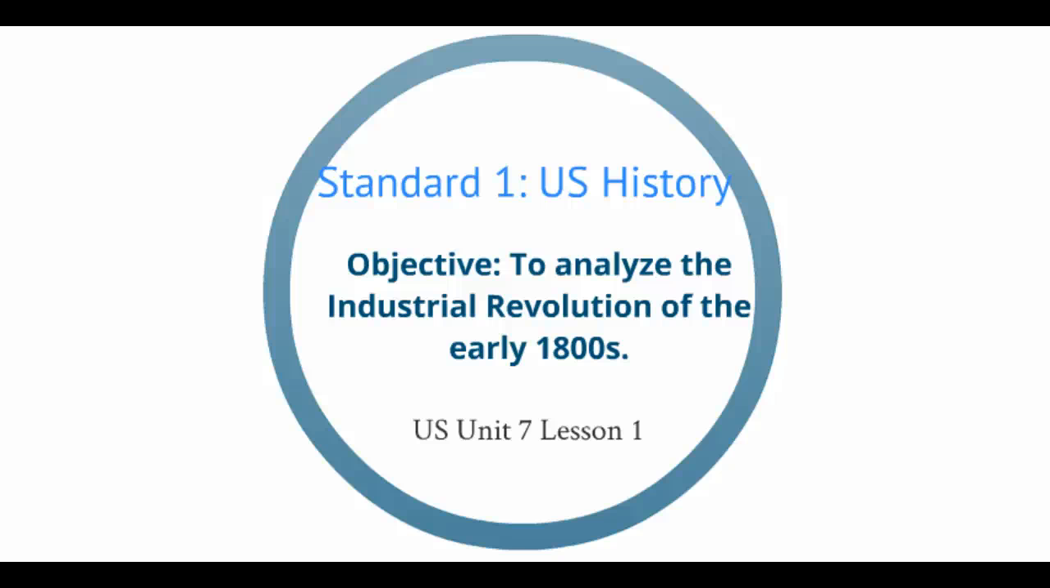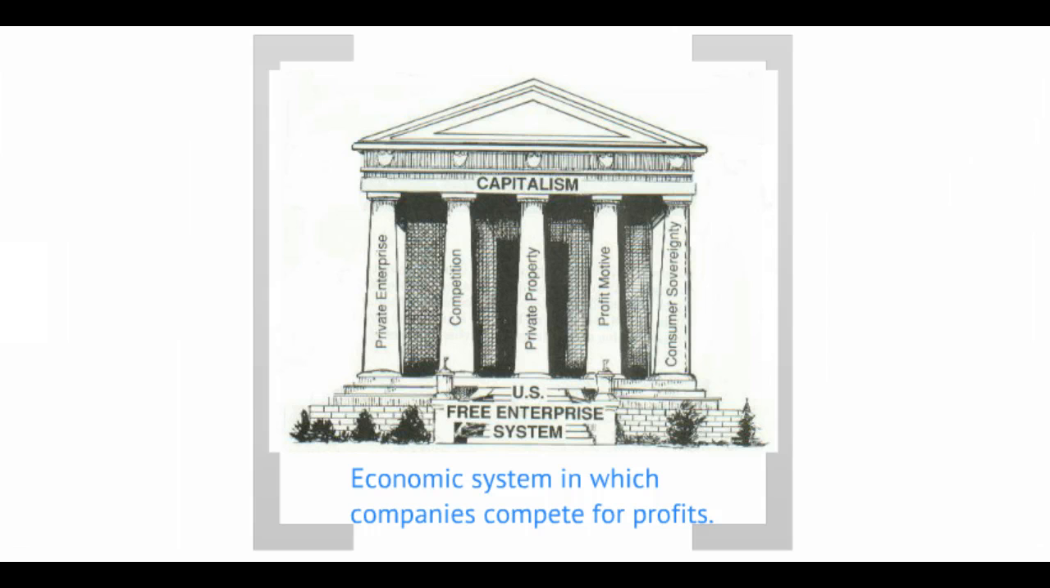In this lesson, we're going to take a look at the Industrial Revolution of the early 1800s. The economic system of the United States is called capitalism, or the free enterprise system. This is because ownership of businesses is in private hands. The government does not own business in our country like it does in some other countries. Additionally, companies compete for your business, and the result of that competition is better products at better prices.